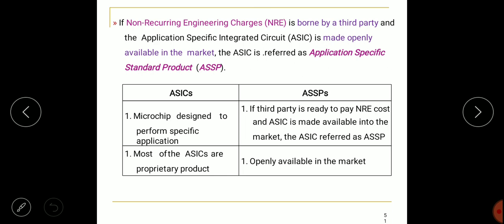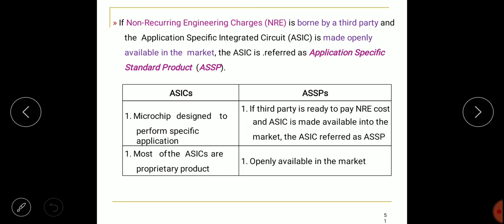If a third party is ready to pay the NRE cost and the ASIC is made available in the market, the ASIC is referred to as an ASSP. Whoever requires that particular design, that customer has to bear the initial NRE cost. If they bear that NRE cost, the company will provide the ASSP chip to that customer.